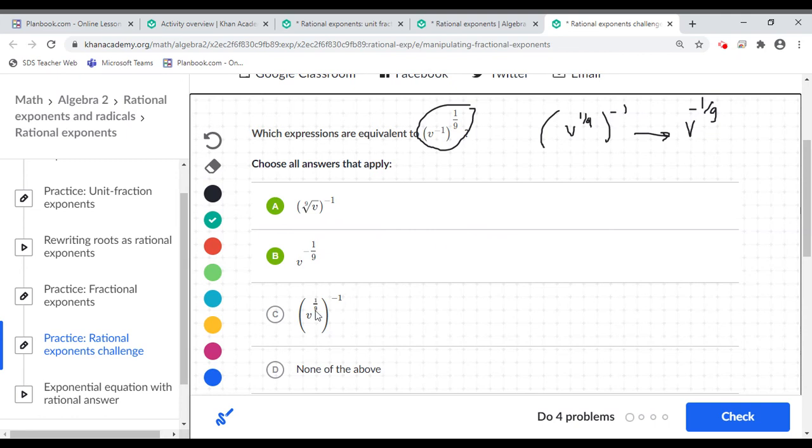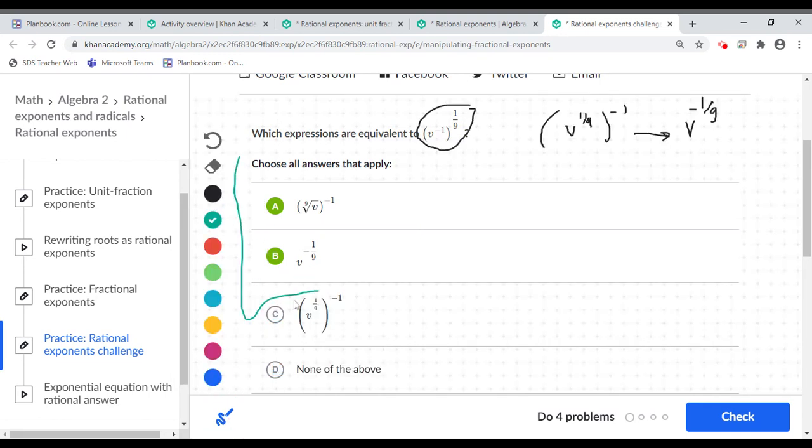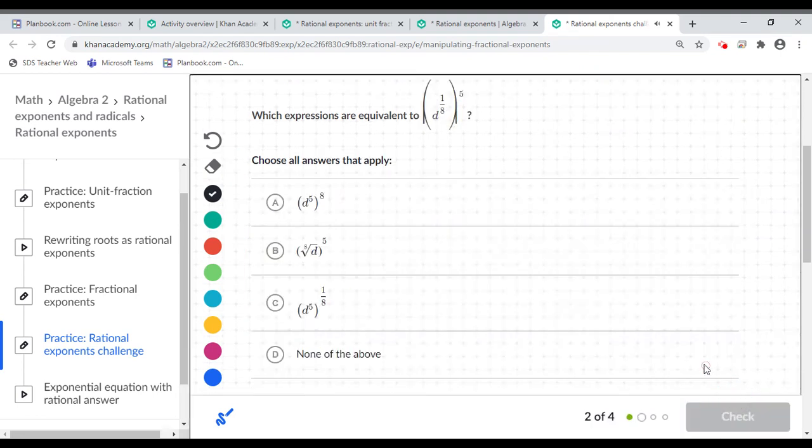Letter C is the same idea. If we notice, we can multiply. Notice we can multiply the two exponents in there, and we would still get negative 1/9. All right, so they're going to ask you to manipulate these things and come up with multiple answers. All right, let's look at this one.